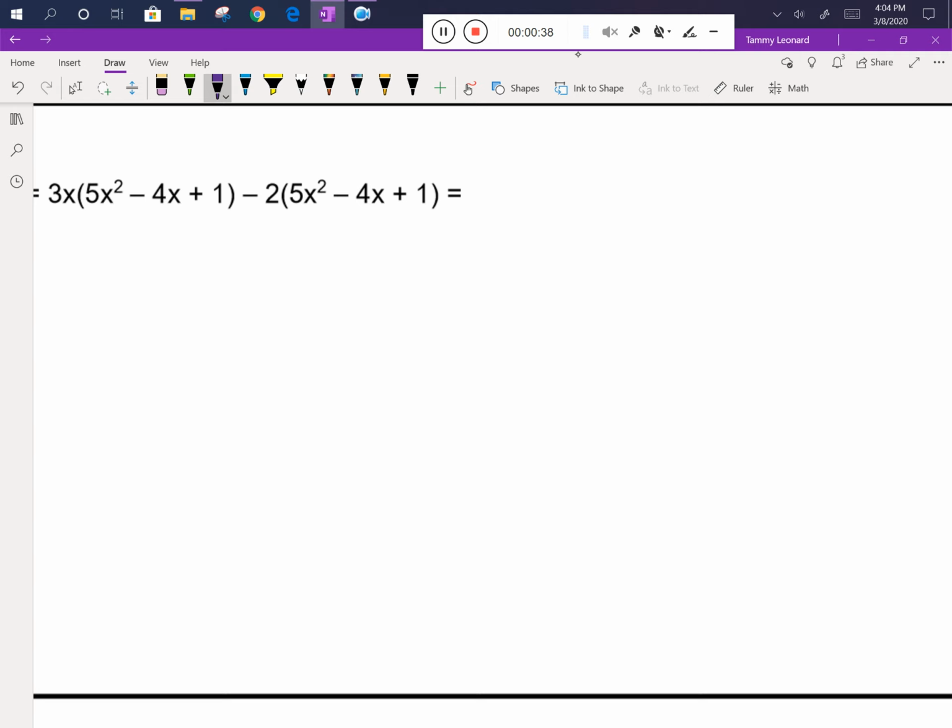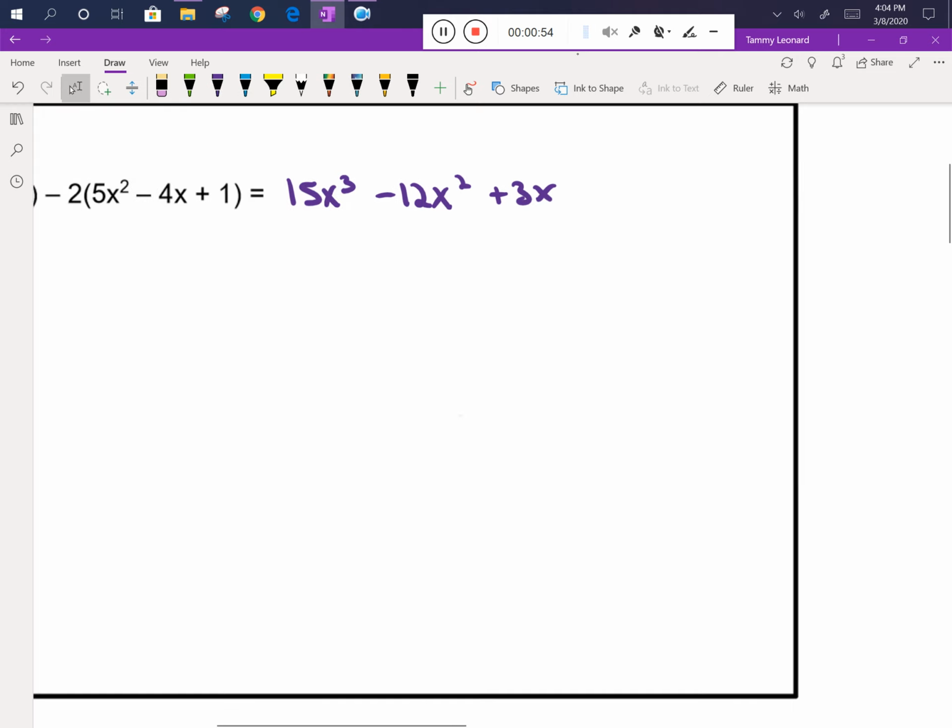So 3x times 5x squared is 15x cubed. Remember, when you multiply with the same base, you add the exponents. Then 3x times negative 4x is negative 12x squared. And 3x times positive 1 is plus 3x.